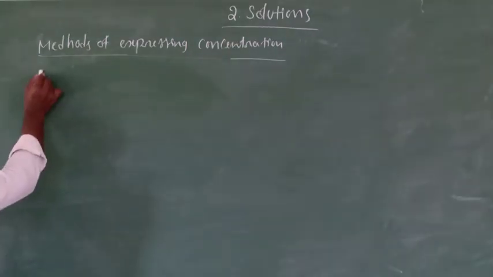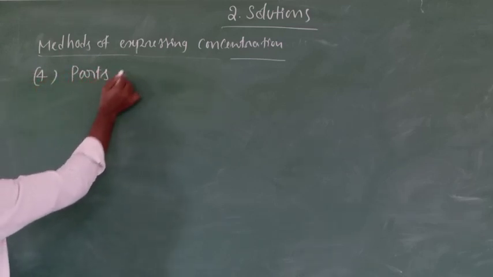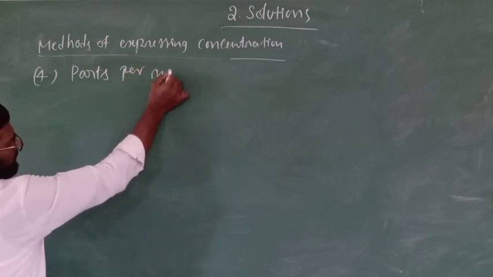Next method, the fourth method, is parts per million.